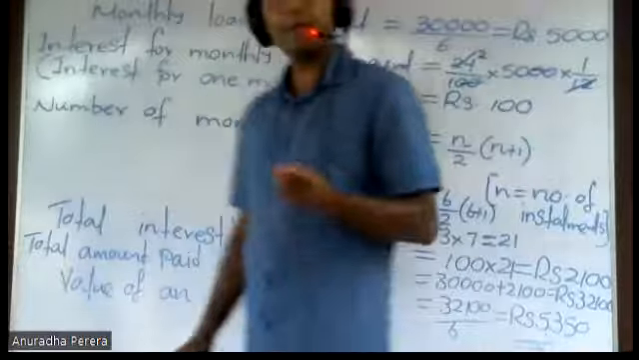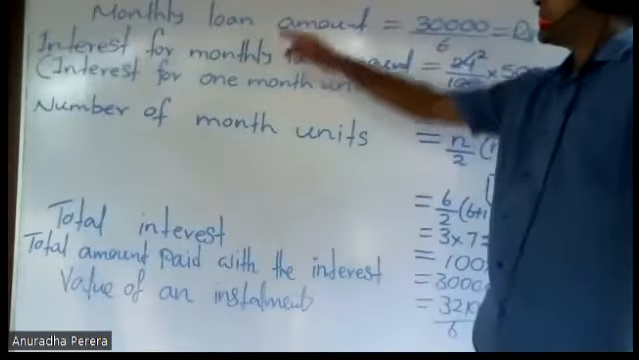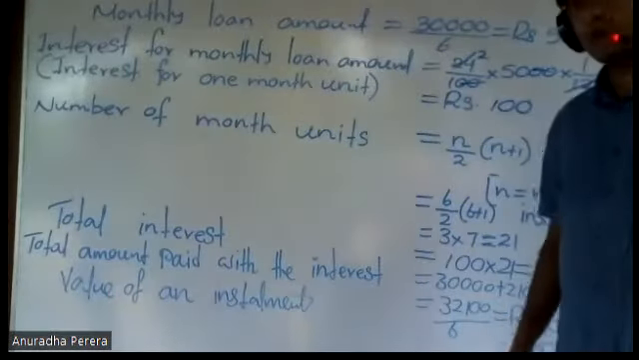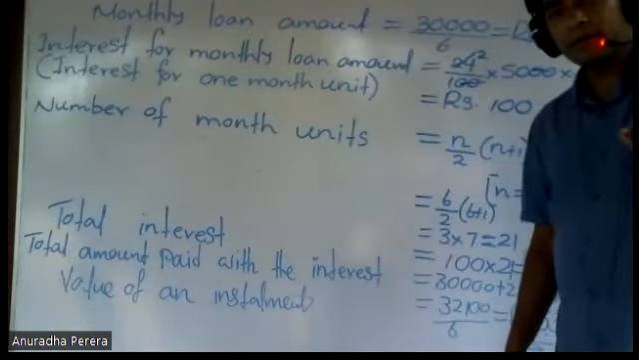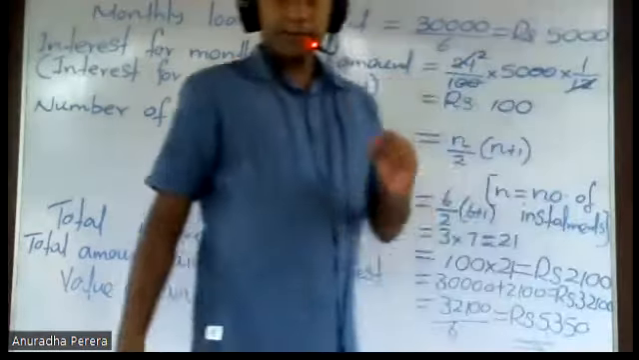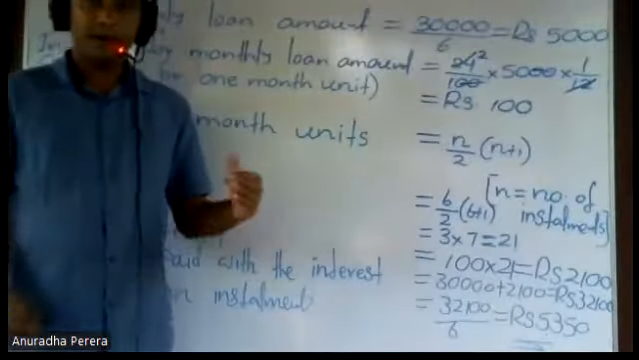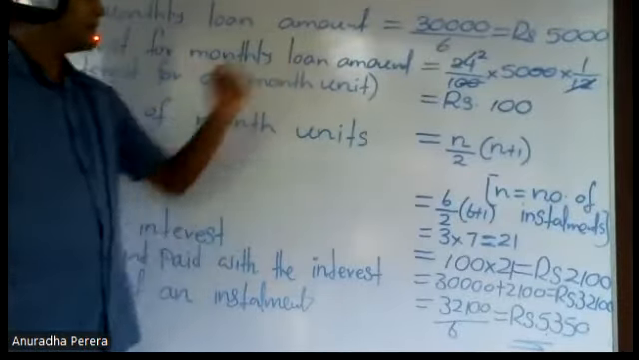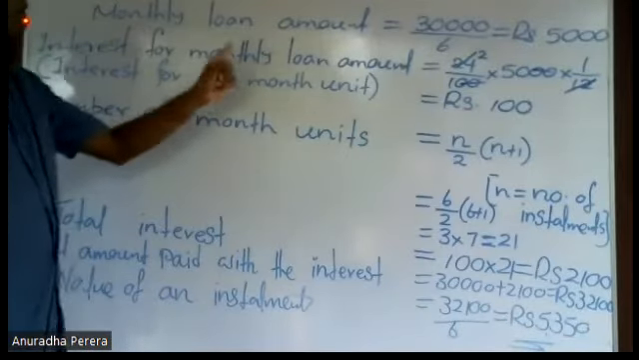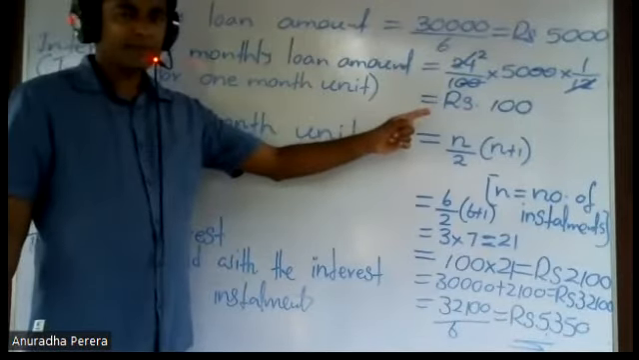These are the steps we have to apply. What are they? First, determine the monthly loan amount. How to determine monthly loan amount? Divide total loan by number of installments. After that, find interest for monthly loan amount. We can determine it.